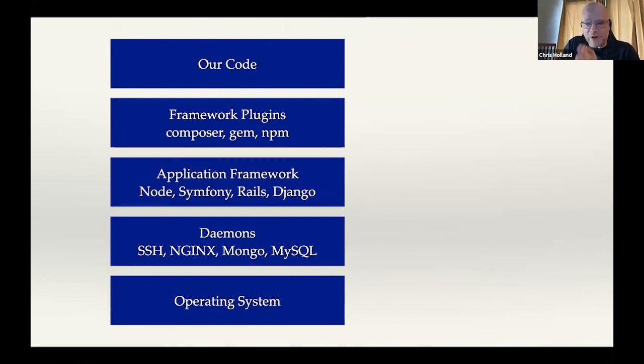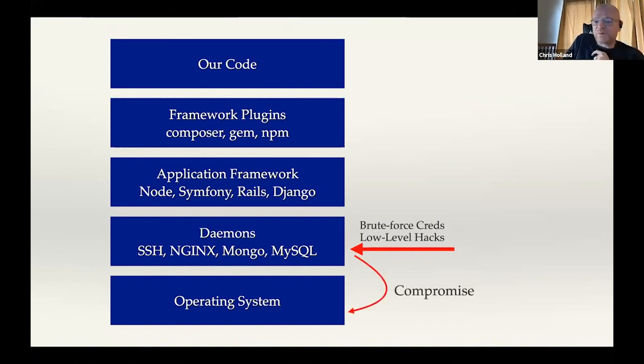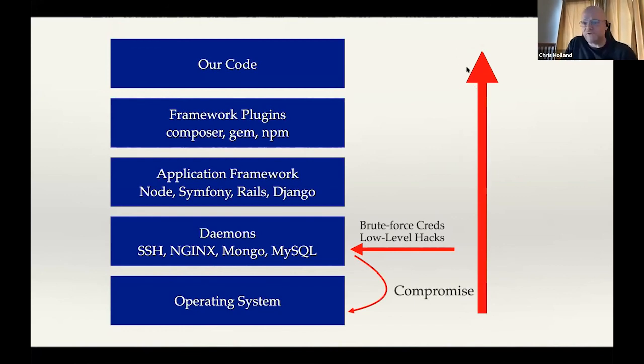So anytime you put a machine on an open network, the very first thing that's going to happen is you're going to get an onslaught of brute force credential attempts against any daemon that is open on any port, as well as low-level hacks like buffer overflow attacks on any of those daemons. And when those are successful, then they can compromise the entire operating system, which then allows them to compromise your entire application stack, including exfiltrating user information from your web application. So that's one angle. Anytime you put a machine on the internet, these things will happen.